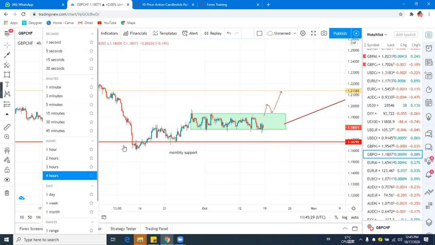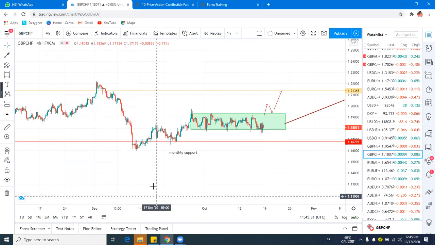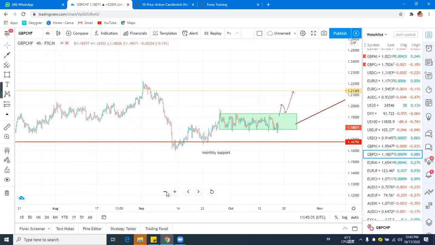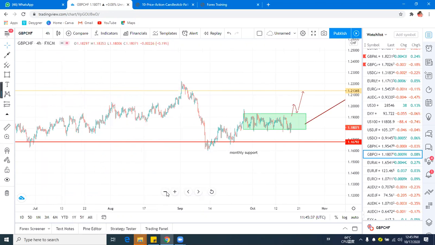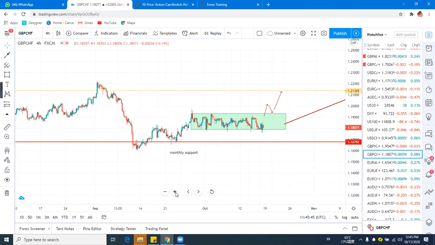First of another thing is try to zoom out the market. Okay, this is your zoom in and zoom out. Try to zoom out the market so that you can see a bigger picture of the market. Okay, so that is it about support and resistance. But something else just hits me now.